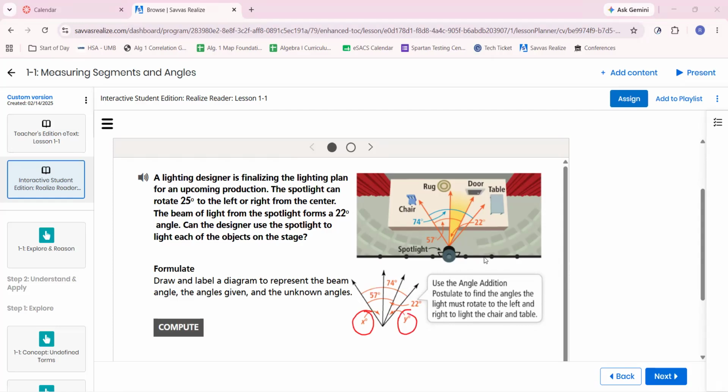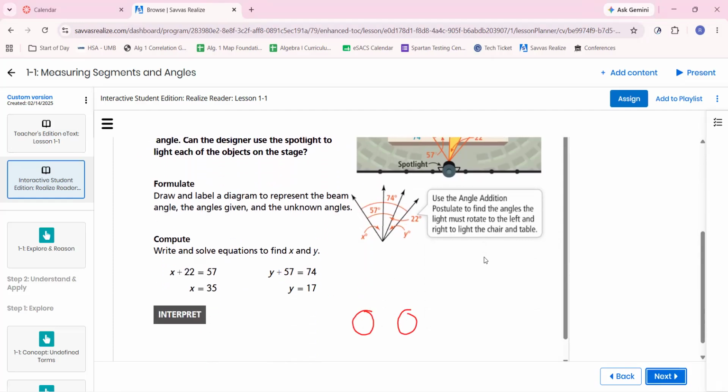It says to compute that, X plus 22, which is right here, equals the 57, which is right there. Subtract, you get X equals 35. And then you can look at the Y plus 57, which is right here, equals the whole thing, which is 74. So you can use that to find Y. You get Y equals 17.